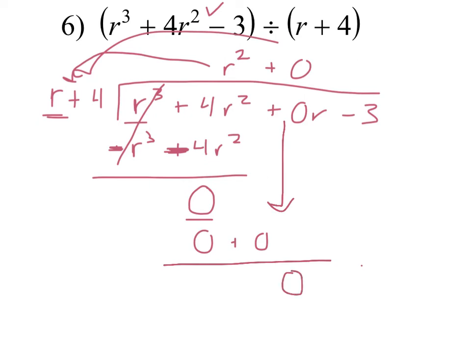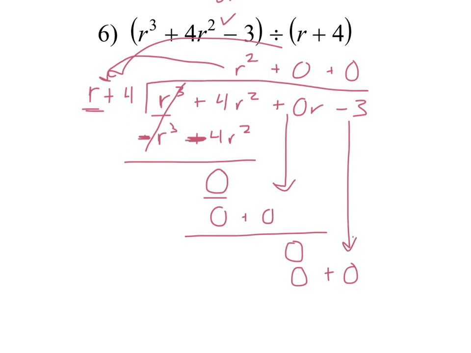What times r gives us 0? 0. So again, we have 0 plus 0. And now we combine these two. So negative 3 plus 0, negative 3. So our remainder is negative 3.